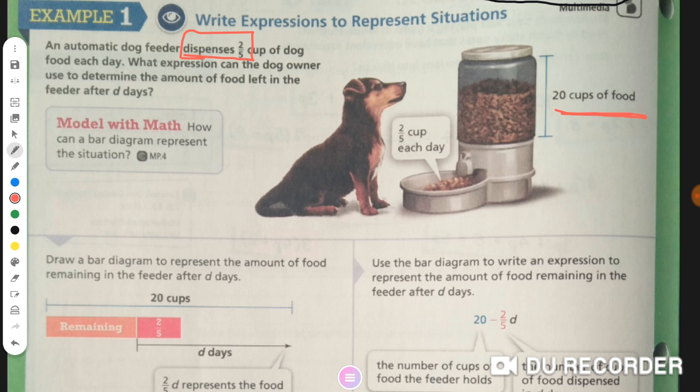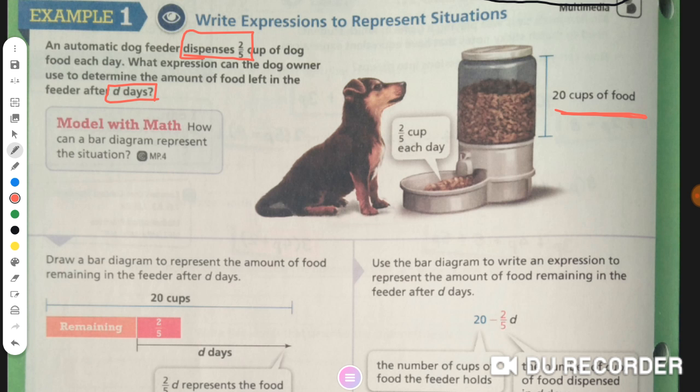What expression can the dog owner use to determine the amount of food left in the feeder after D days? The man will travel, but he doesn't know how many days. Maybe 5 days, 6 days, 30 days. So it's variable. So the number of days we will call D because it's variable, not fixed.